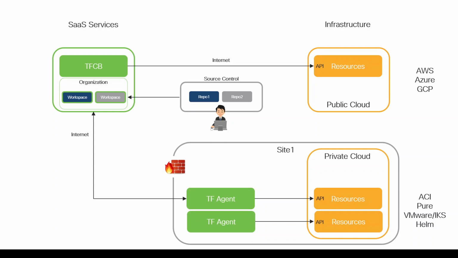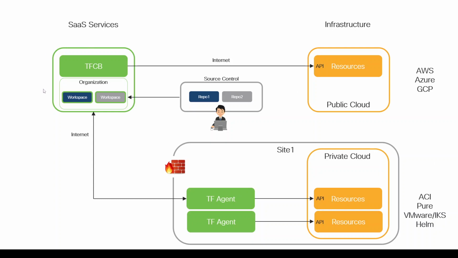In public cloud, we're talking about consuming AWS, Azure, or GCP APIs in order to create resources. In the private cloud, we're talking about consuming ACI, Pure, VMware, Kubernetes, or Helm APIs in order to create resources. So regardless of location, the goal is to create these resources. And anything that you see in green is essentially a component of Terraform Cloud for Business.